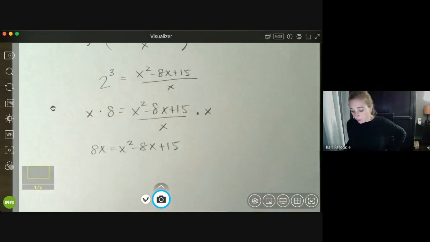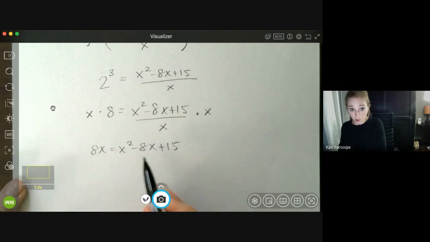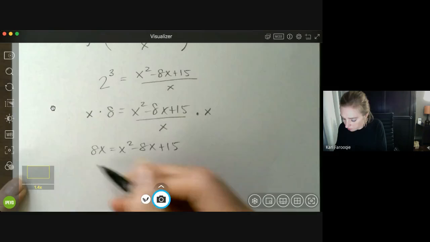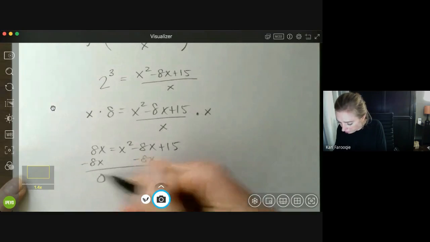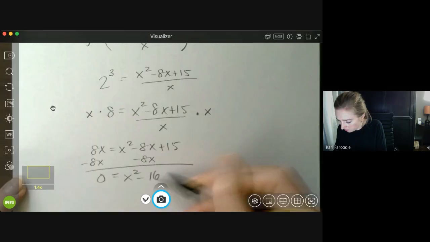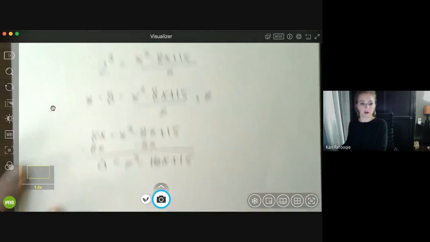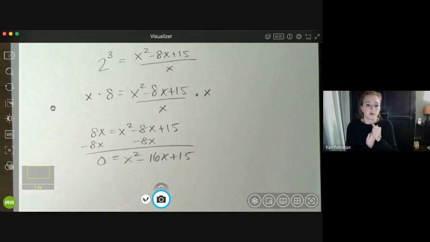And be careful here, because some of you will maybe see 8x and 8x and you'll be like, oh, cool, they cancel out. But that's not true, because if we have a quadratic equation, we need to get it set equal to 0. To get it set equal to 0, when you subtract 8x from both sides, you get minus 16x plus 15. Okay, any questions here?